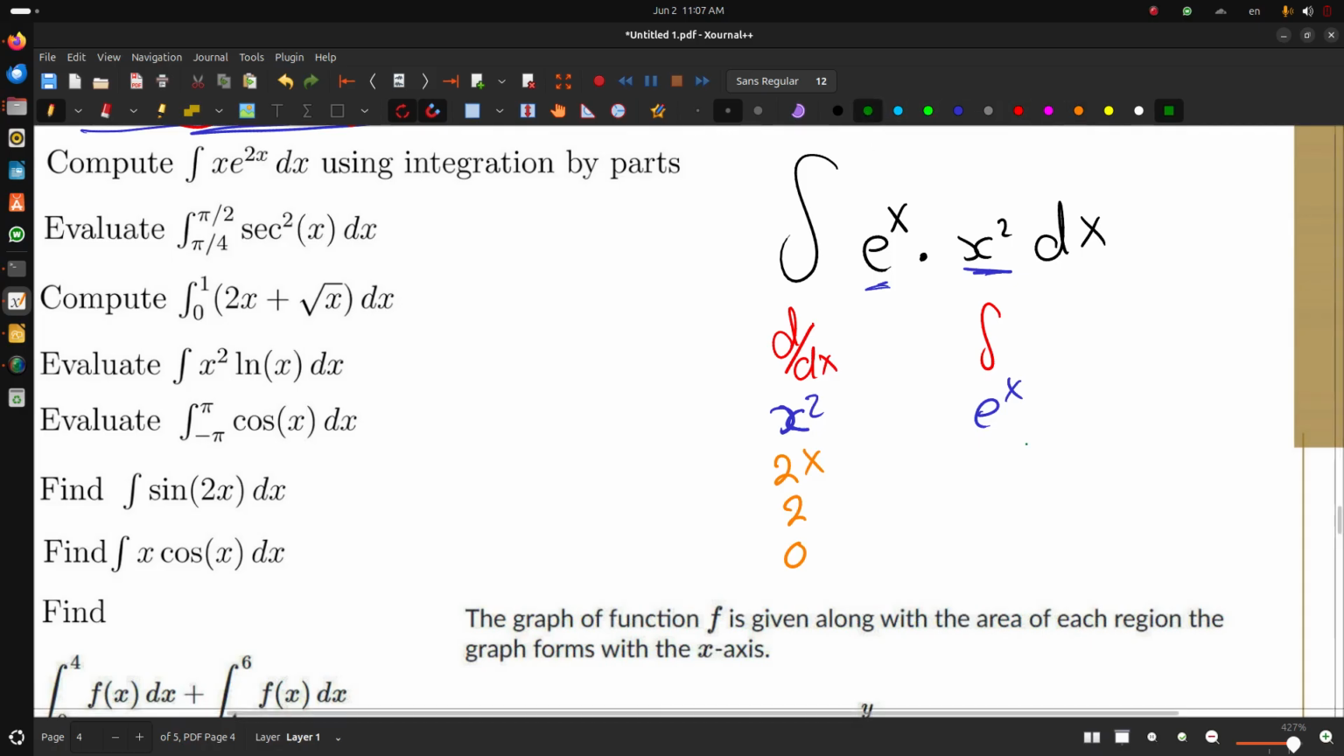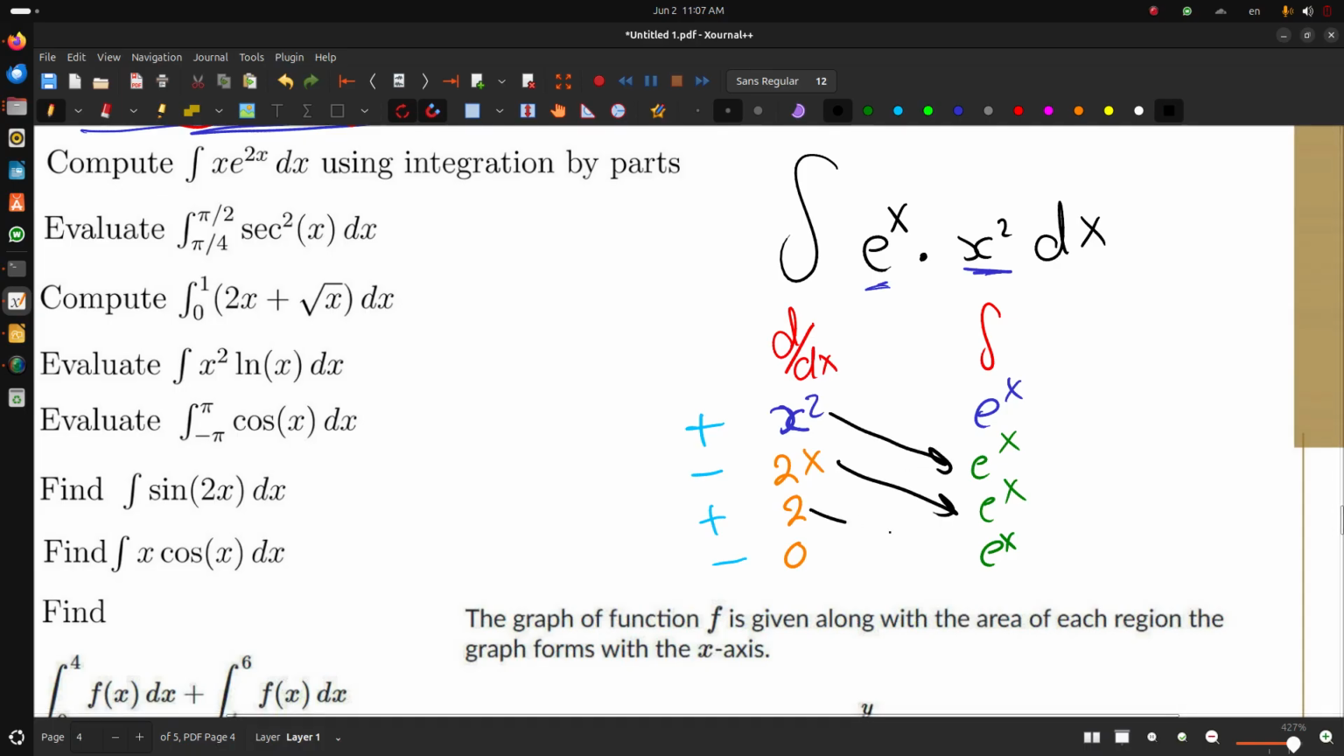Okay, let's get the integration of e power x. It's the same, e power x. Okay, so let's put our signs, positive, negative, positive, and then let's find the final answer. So the final answer will be positive x power 2 e power x minus 2x e power x plus 2 e power x, and don't forget plus c.